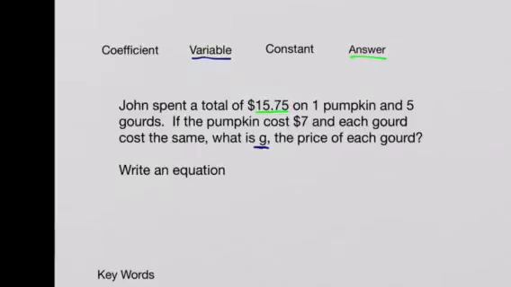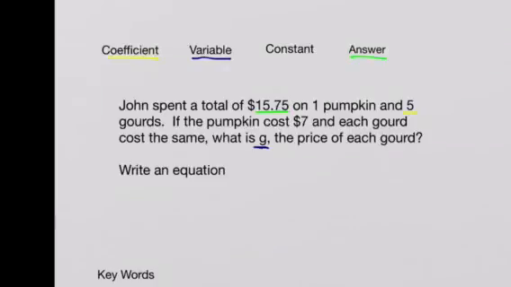Now, we have some other numbers on here. Let's not use green for the coefficient, let's use yellow. So yellow is the coefficient. Now, what the coefficient does is multiply the variable. So the variable is G, and it's talking about gourds, so we know the coefficient is going to be the number talking about the variable, which in this case is the gourds.